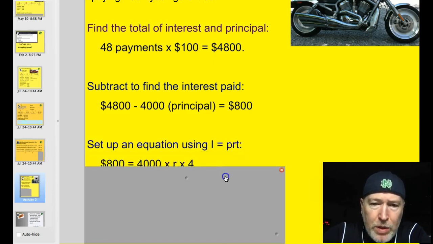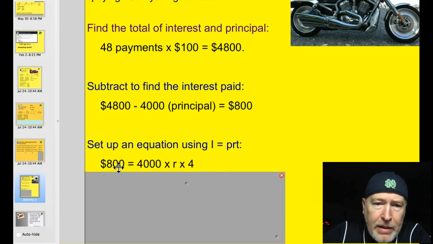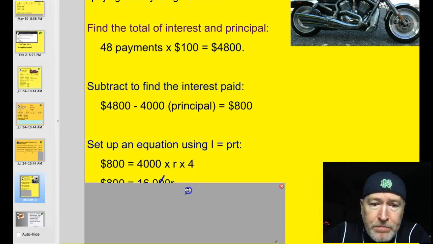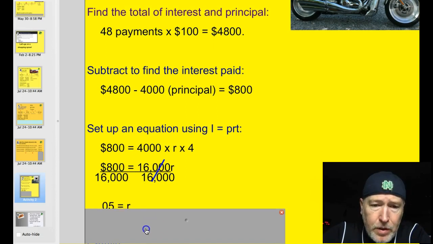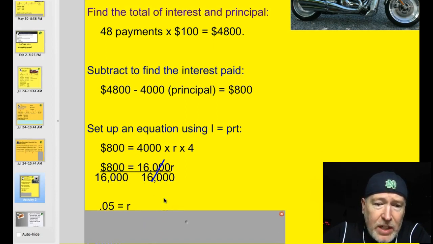I think we've got all the numbers we need now. So here's the interest he paid, $800, $4,800 total, minus the $4,000 principal. The principal was $4,000 times some rate, we don't know what it is, times the 4 years. This was 48 payments, or 4 years. Well, now we can simplify that. We take the 4,000 times the 4, and we come up with 16,000 times R is equal to 800. Now we've got a simple one-step equation here. Divide both sides by 16,000. We end up finding that 0.05 is equal to R.